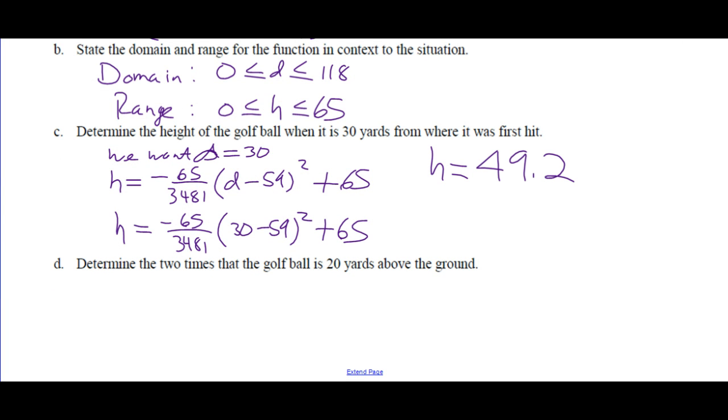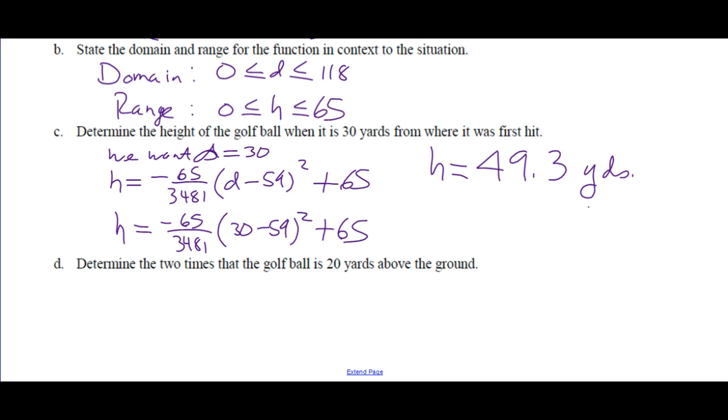49.2. And that would be in yards, right? Properly rounded up, it should be 49.3. Okay, and again, you have to look at rounding, right? I mean, it didn't say. We should have said to the nearest tenth of a yard, to the nearest yard, to the nearest hundredth of a yard.